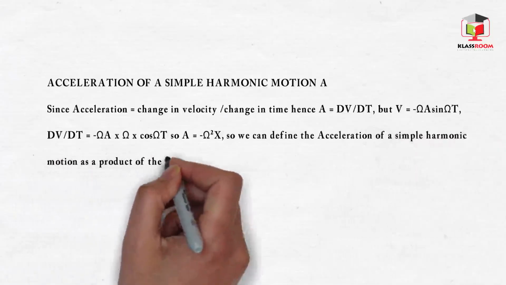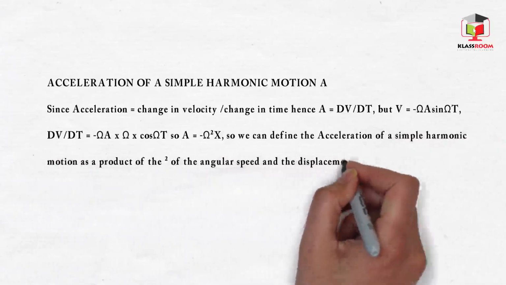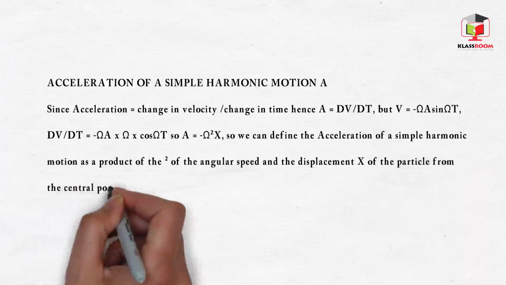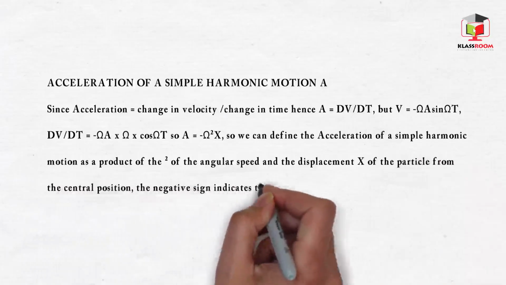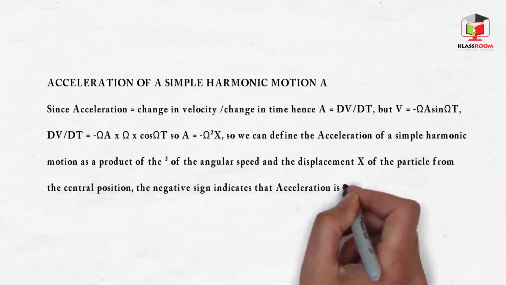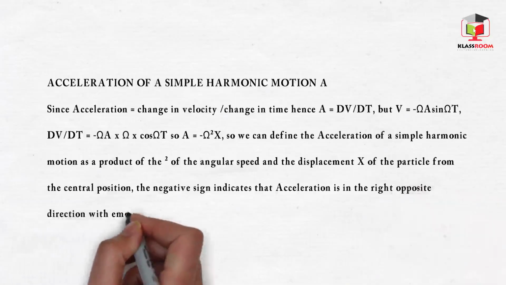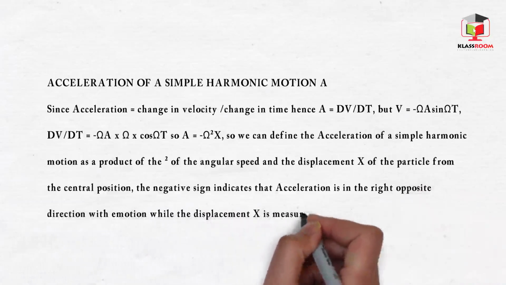So we can define the acceleration of simple harmonic motion as the product of the square of the angular speed and the displacement x of the particle from the central position. The negative sign indicates that the acceleration is in direct opposite direction with the motion, while the displacement x is measured from that point outwards.